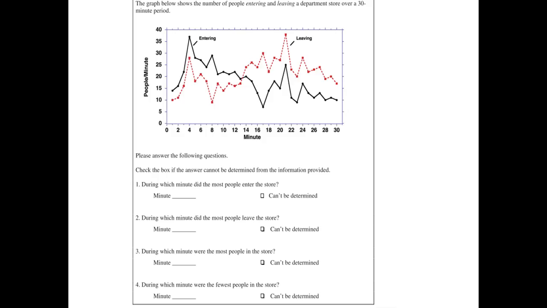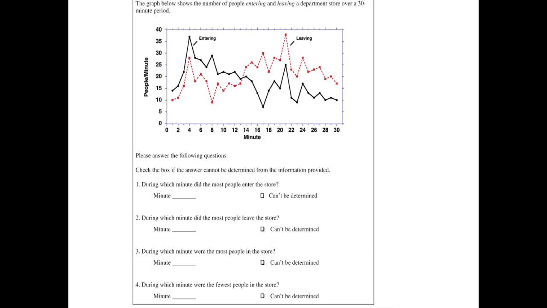So we know the most people are in the store here. How about the fewest people in the store? 30. Okay, so give me two candidates for the least people in the store. 0 and then 30. Okay, 0 and 30. And in order to distinguish those, what would you have to do to figure out which of those is actually the fewest people? You'd have to know the initial amount of people in the store.